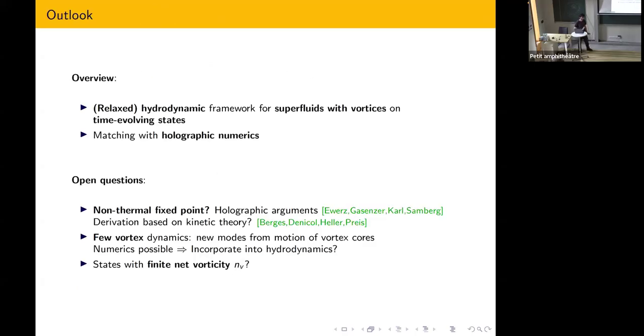Okay, let me just finish with some open questions. I have 1 minute. So this is an overview of what we've done, and there are still some open questions that we want to explore, which is, first of all, what's the relation of this system to a non-thermal fixed point? We can also do numerics, as Blaise said, for a small number of vortices, and we can actually check if there's a hydrodynamic description in this case. And it's also interesting to consider states with a finite net vorticity. Thank you. And that's all I have to say.